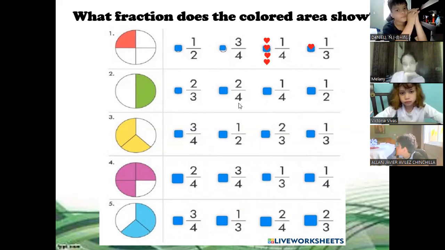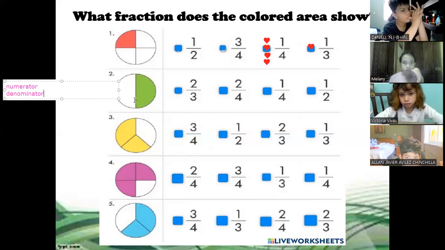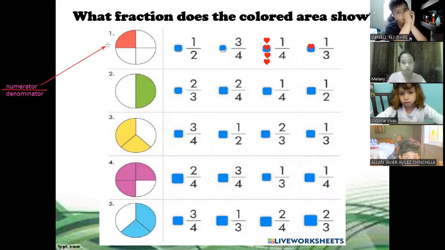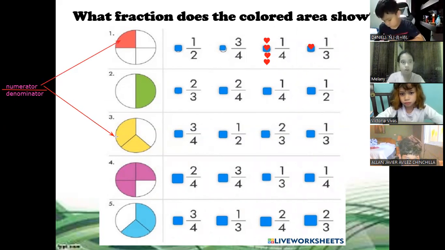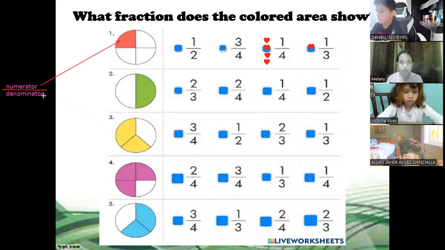Remember that a fraction has 2 parts: numerator and denominator. The numerator is the number of parts in color. The number of color parts. In this case, this yellow part is the numerator, okay? And the denominator is the number of parts the whole is divided into.